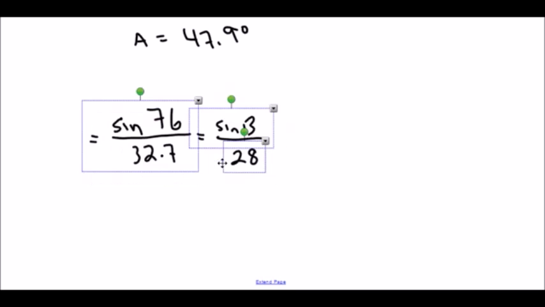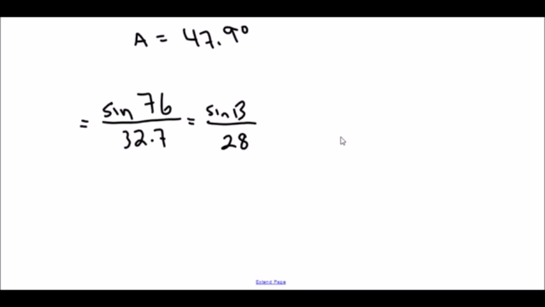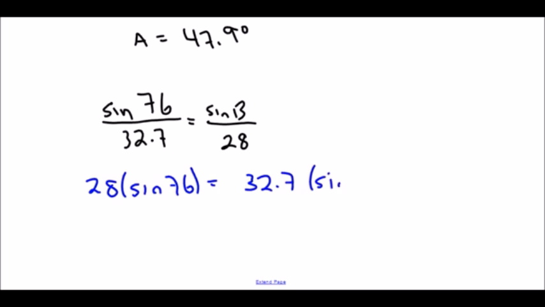Okay, so here it is. I don't want that equal sign, shouldn't be there. Okay, so here's the proportion that will help me solve for sine B. And again, I'm going to do the same sort of math, which is it's a proper proportion, so I'm going to cross multiply. So when I do this times this, I'm going to get 28 times sine 76. And the other crossways, I'm going to get 32.7 times sine B. And then to isolate sine B, I need to divide by 32.7.